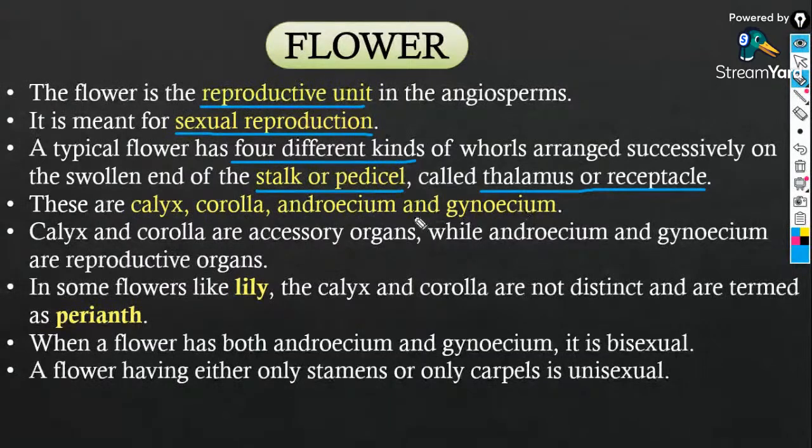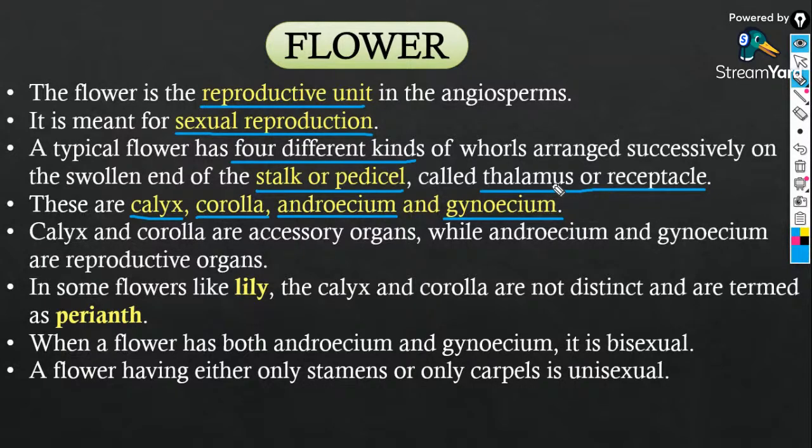So guys, the four whorls of a flower, that is the calyx, the corolla, androecium and gynoecium, are arranged on the thalamus or receptacle. Done? Give me hearts on the screen, everybody.